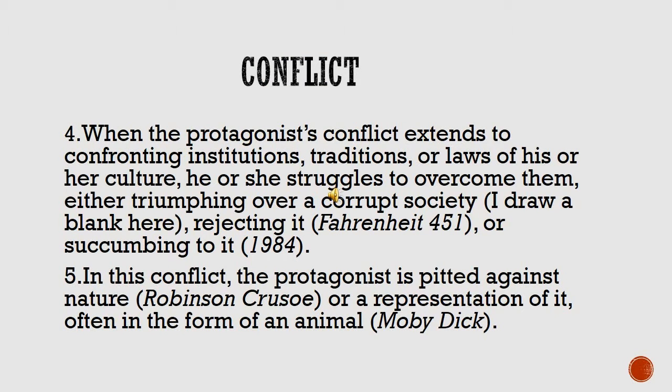Conflict. 4. When the protagonist's conflict extends to confronting institutions, traditions, or laws of his or her culture, he or she struggles to overcome them, either triumphing over a corrupt society, rejecting it, Fahrenheit 451, or succumbing to it, 1984. 5. In this conflict, the protagonist is pitted against nature, Robinson Crusoe, or a representation of it, often in the form of an animal, Moby Dick.